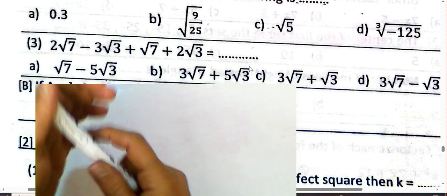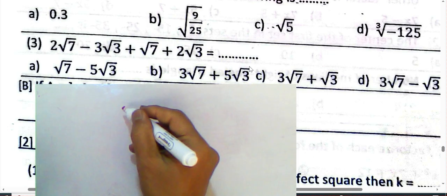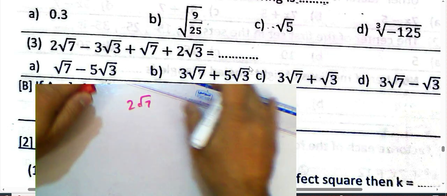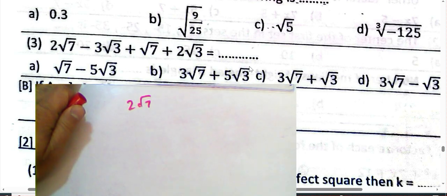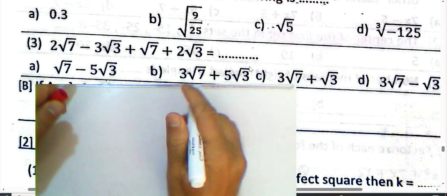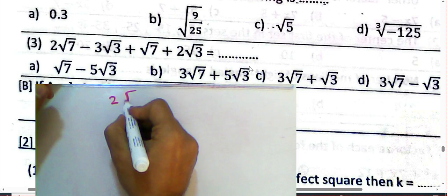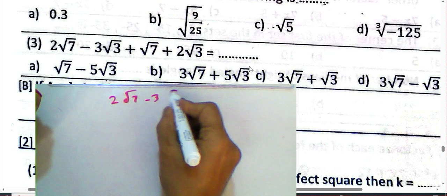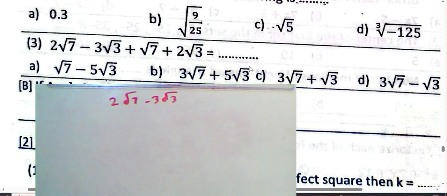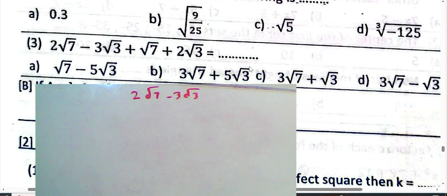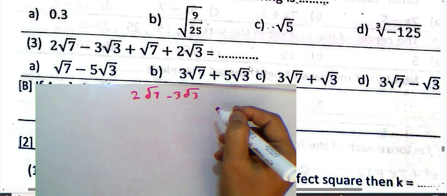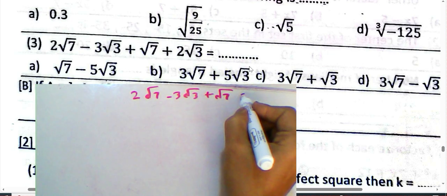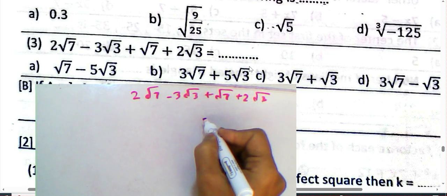Number 3 here, 2 root 7, come here with me, 2 root 7, subtract 3 root 3, and plus root 7, plus 2 root 3, equals.